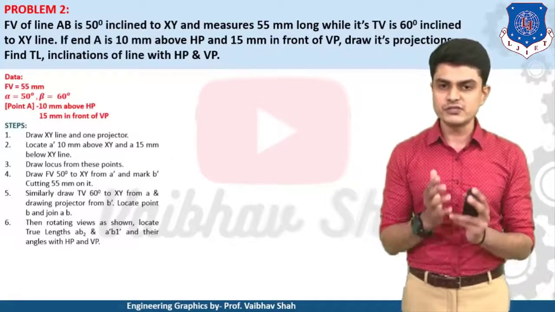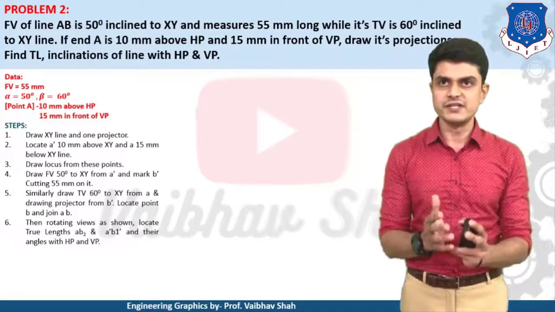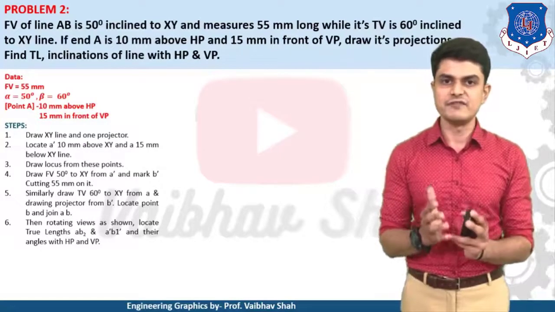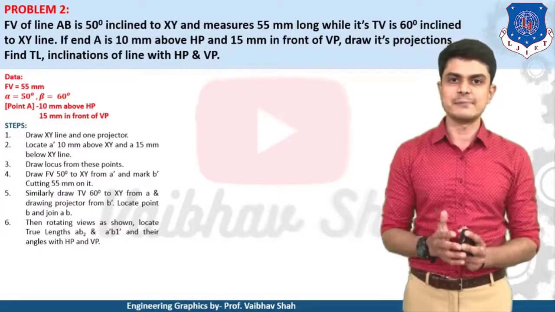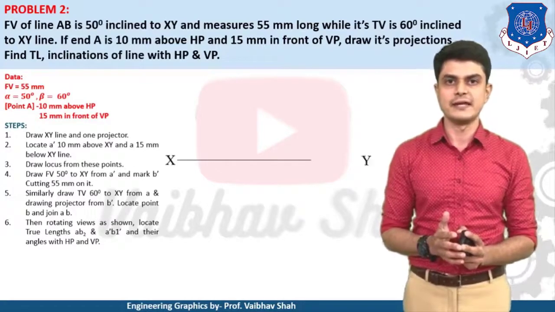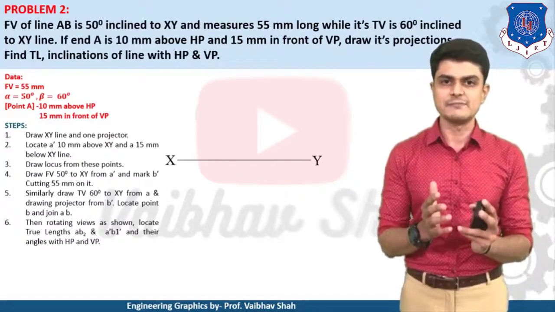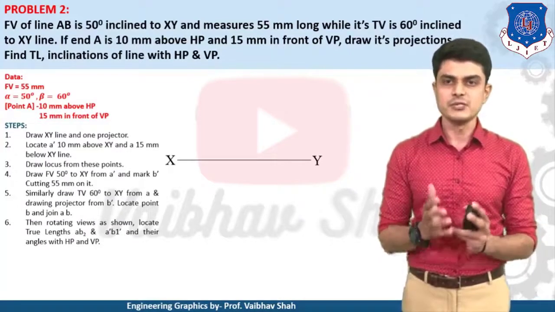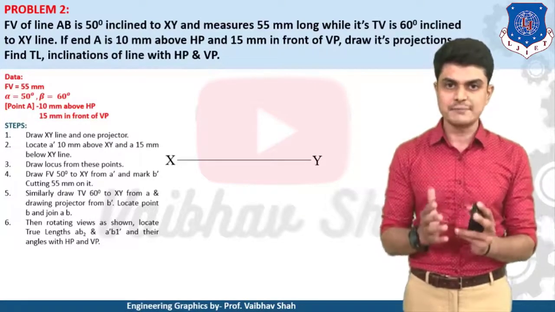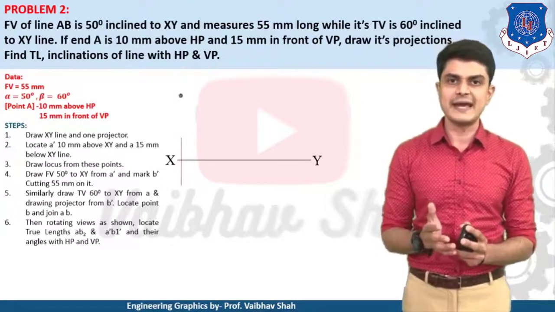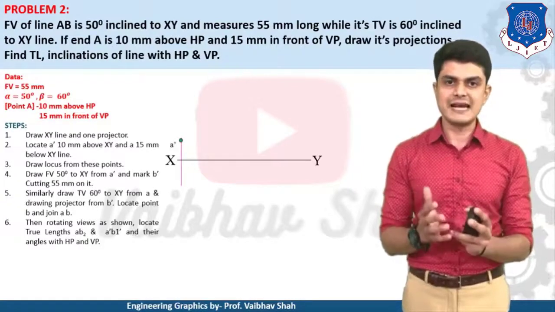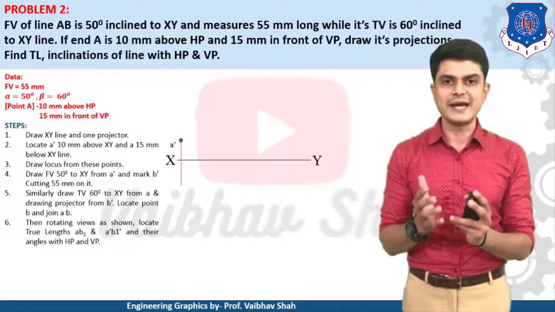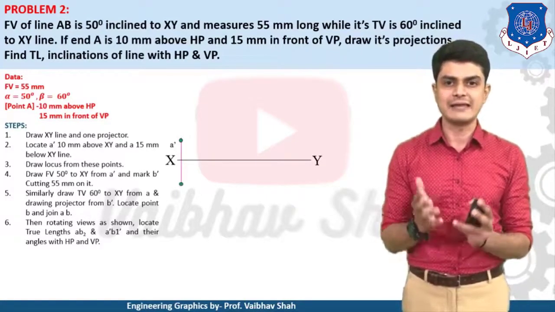So here front view is 55 mm, alpha is 50 degree, beta is 60 degree, point A is 10 mm above HP and 15 mm in front of VP. So let us start the example by first plotting the position of point A. So we'll be using projection of point concept. So let us remember the table of projection of point and let us plot the location of A. So here point A is 10 mm above HP, that means 10 mm above XY line. So let us draw A dash as 10 mm above XY line like this. Then after the point is 15 mm in front of VP. In front of VP means point is below XY line. So point A is 15 mm below XY line like this.